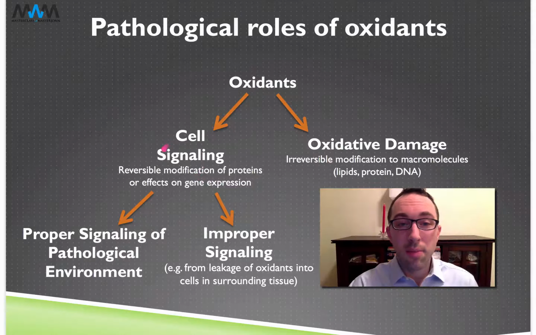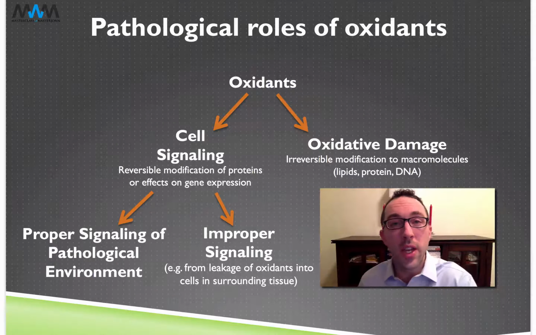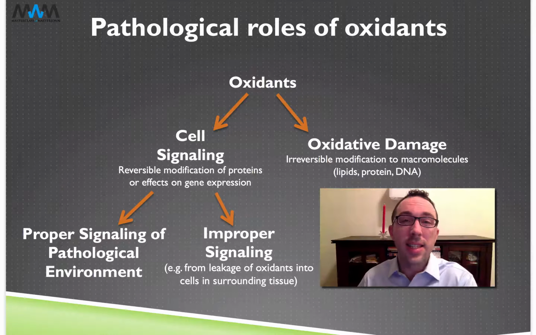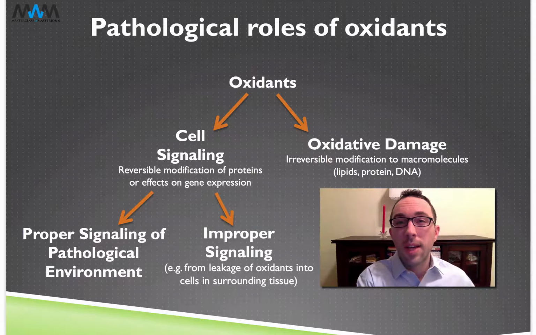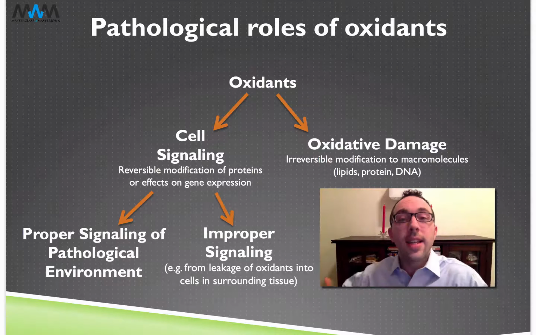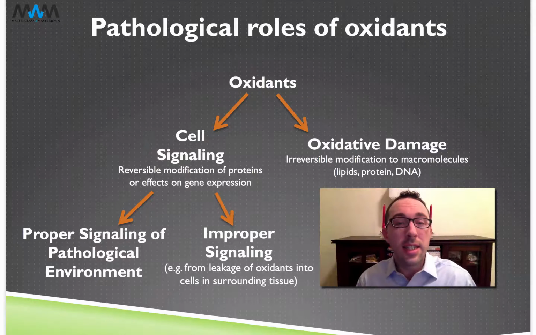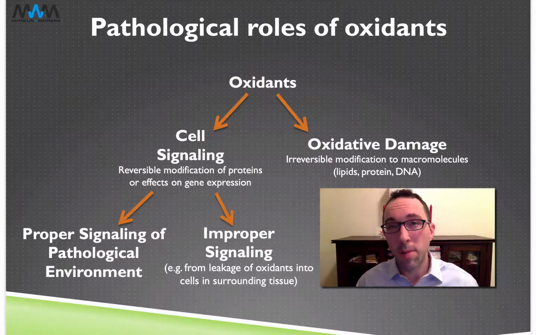And we could break down the pathological cell signaling roles into two types. One would be the proper signaling of a pathological environment. This is when the mechanism, what the oxidant is communicating, is exactly the same as what it does when it's doing a healthful role, only it's causing disease not because of that mechanism, but because what it is communicating is a disease-producing context.